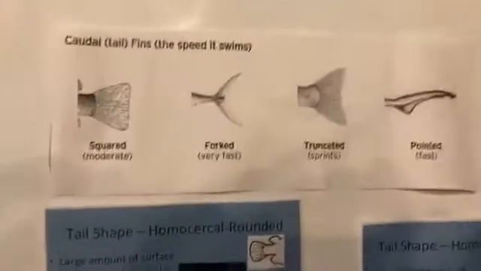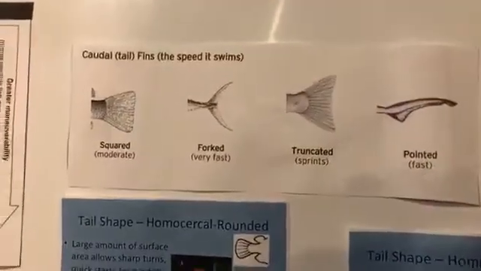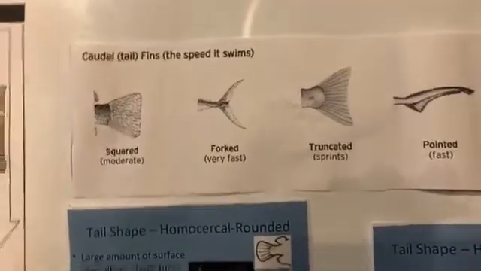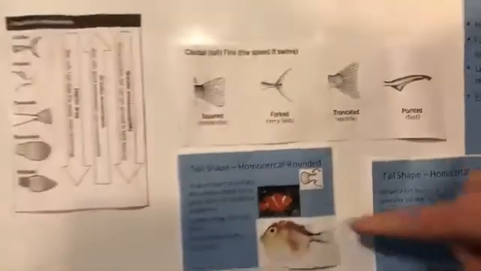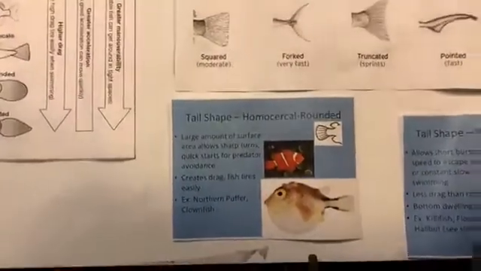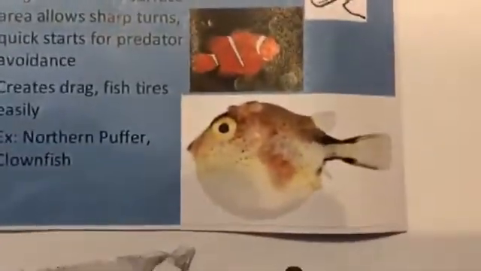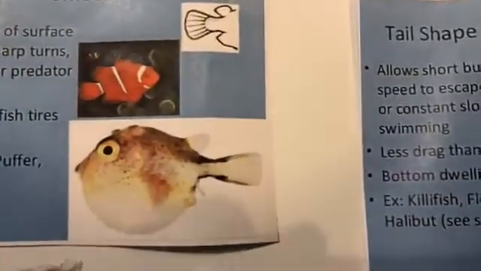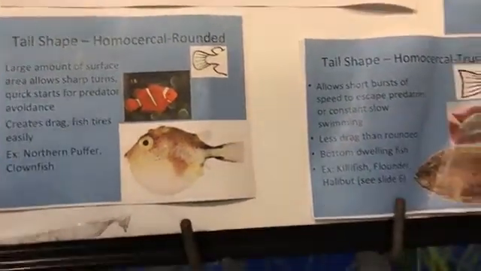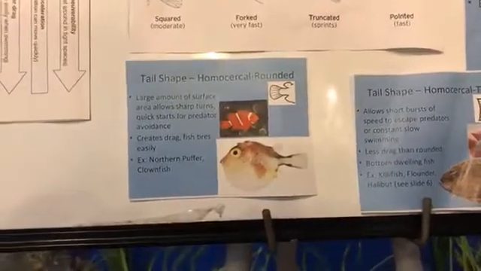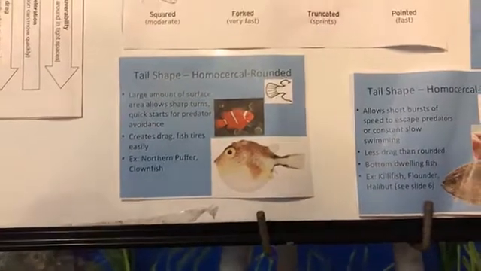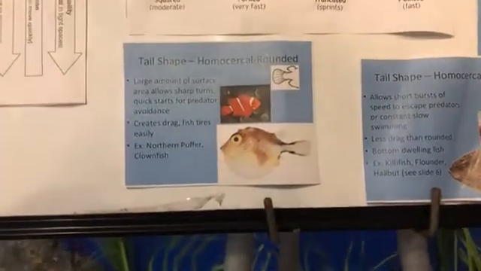And looking at the caudal fin or the tail fins of a fish can really tell you a lot about how that fish swims. So if we look at one that's more rounded, there's a large amount of surface area, which allows for sharp turns and quick starts for predator avoidance. A good example of one that's round would be our clownfish, or the ones here in the bay would be our pufferfish. So they're good for sharp turns and quick starts to get away from their predators.